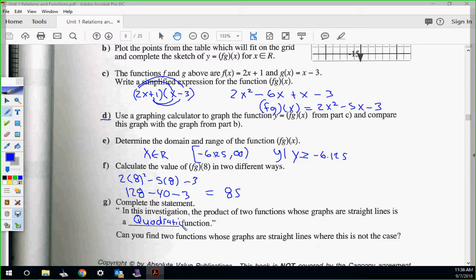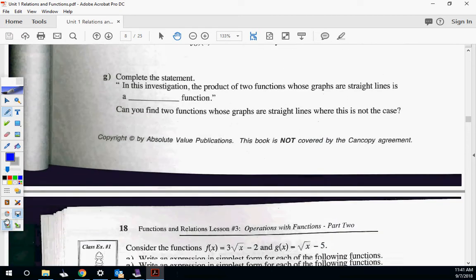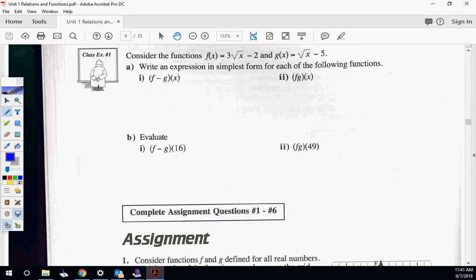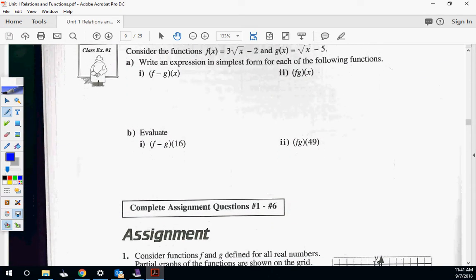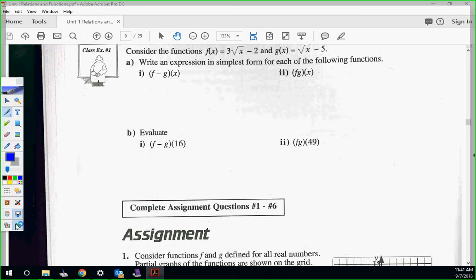Anything else? Now we're just doing the applied example and we're done. Okay. Let's practice. This is the main part right here. So that was the investigation. Now this is like the work, okay? So let's say you didn't understand the investigation. If you understand this, you're fine. Why don't you go and try these. I'll pause the video. Okay, so you're going to do f minus g, f times g, f minus g of 16, so just use that. F times g of 49, just use that. Okay?